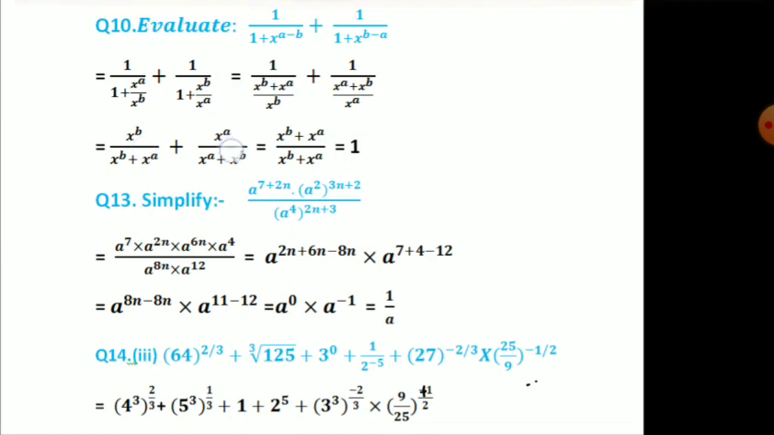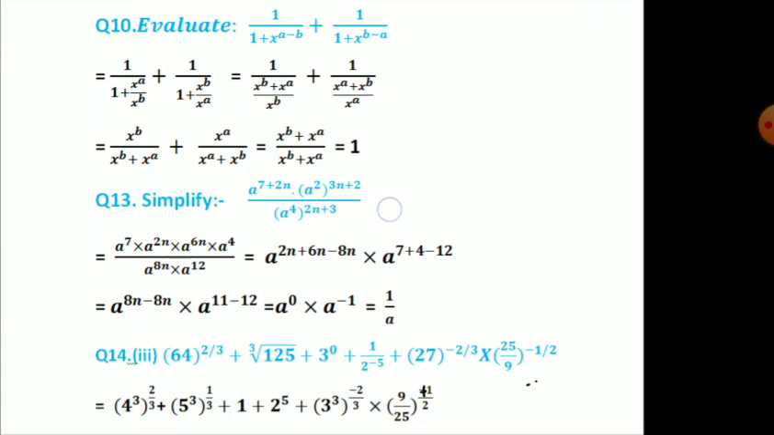So x to the power a divided by x to the power a plus x to the power b. Now we can see that in both the terms we have x to the power a and x to the power b common. So we can take this as common LCM, and as a result the numerator, we will add the numerator. This will give us x to the power b plus x to the power a. Now we can see that the numerator and denominator are same, so it will get cancelled. So the result is equal to 1.